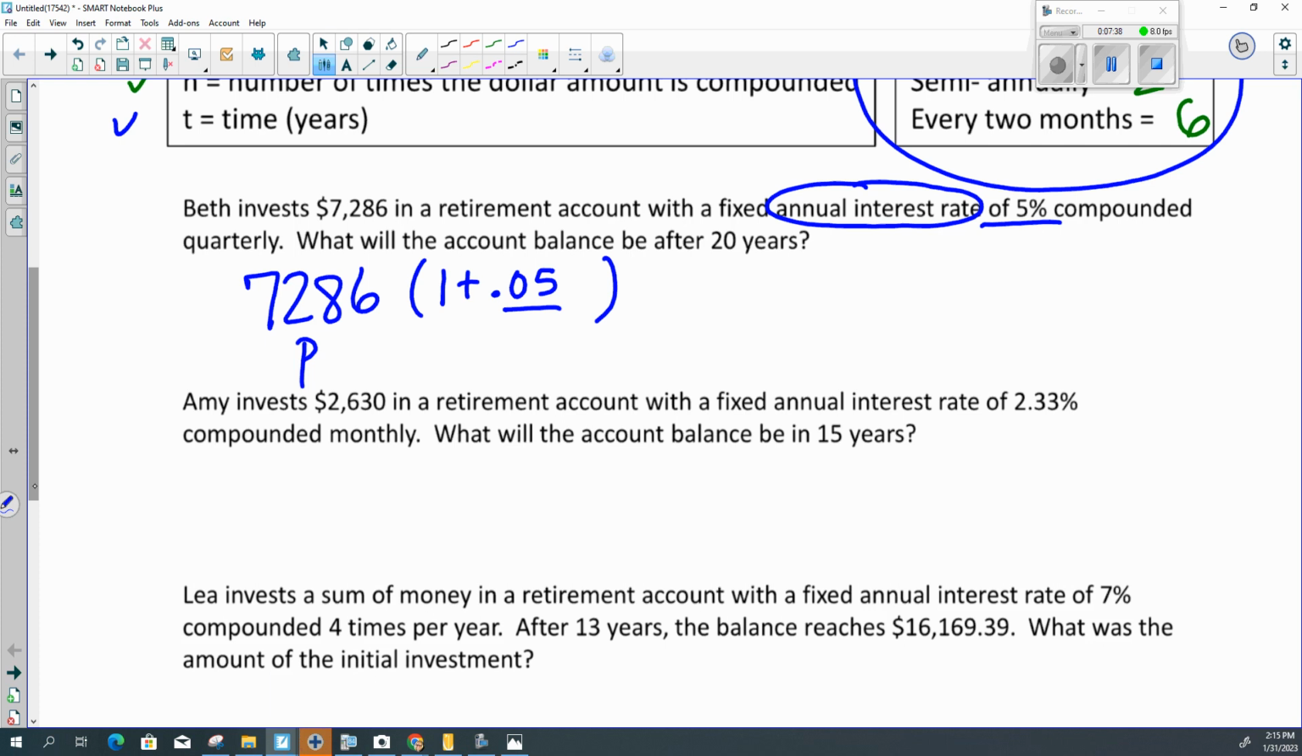So Ethan, what does it mean for N if it has an annual interest? Oh, that's not the part. I circled the wrong thing. They are compounded quarterly. That's what we wanted to circle. Compounded quarterly.